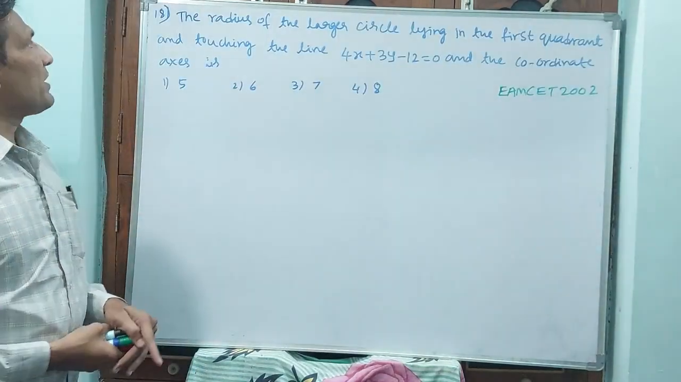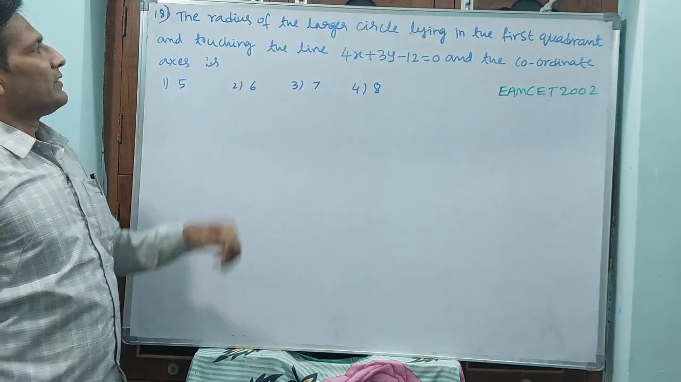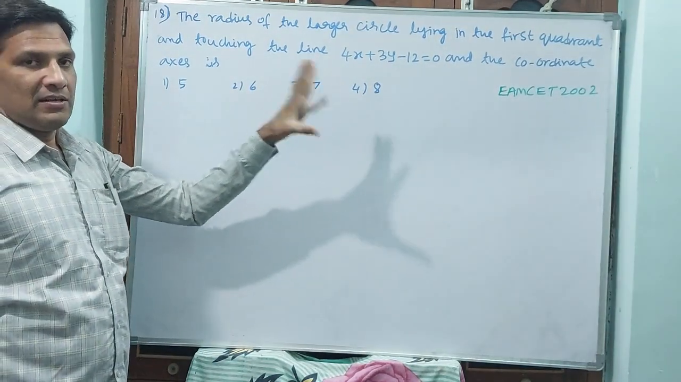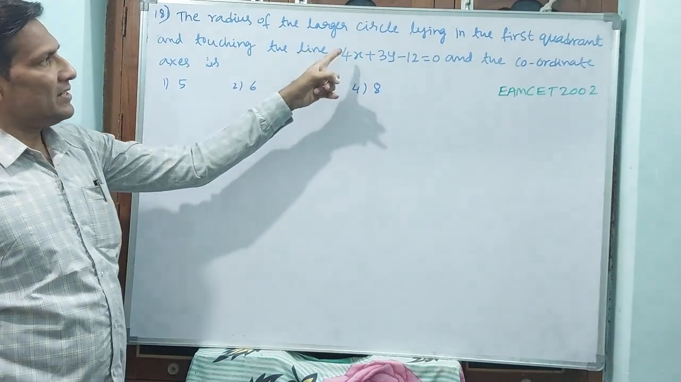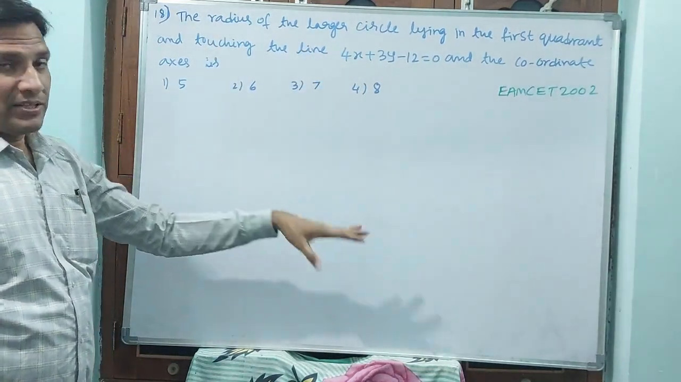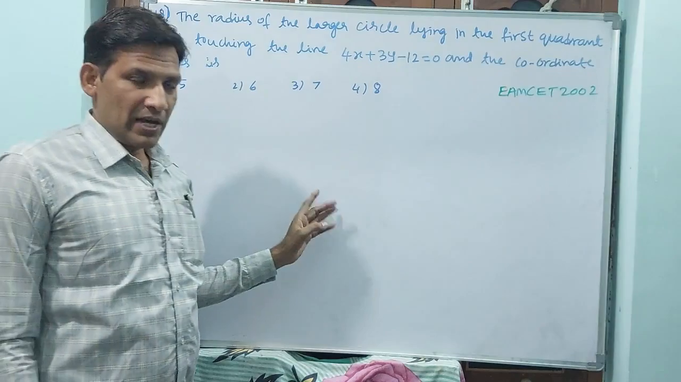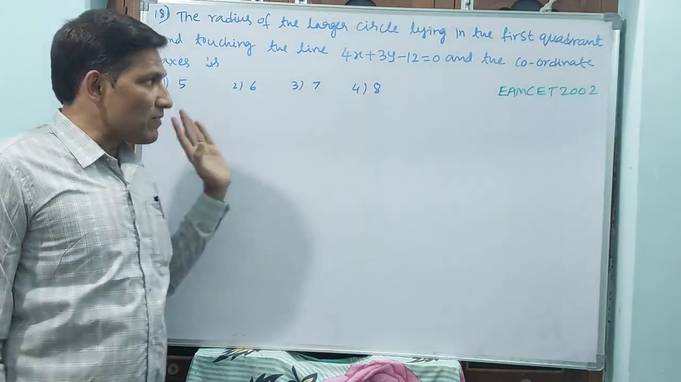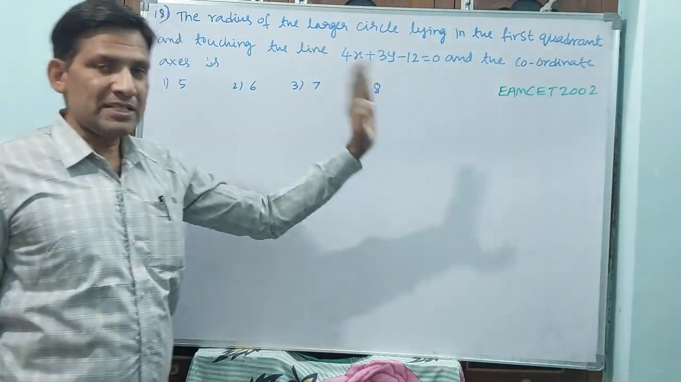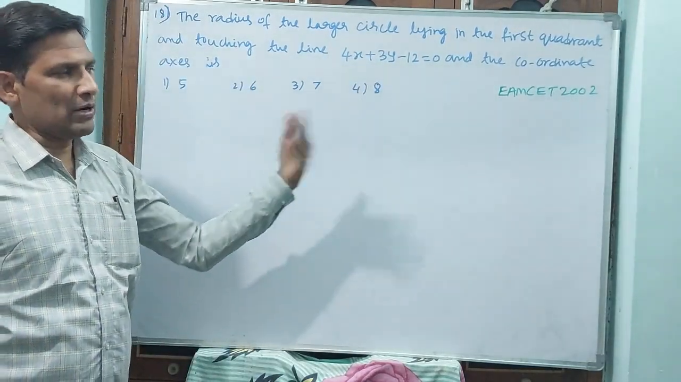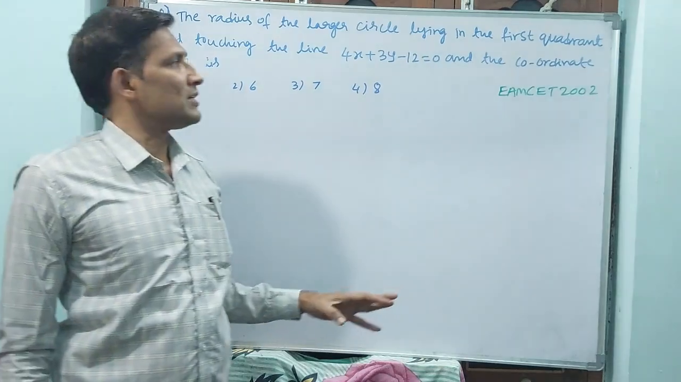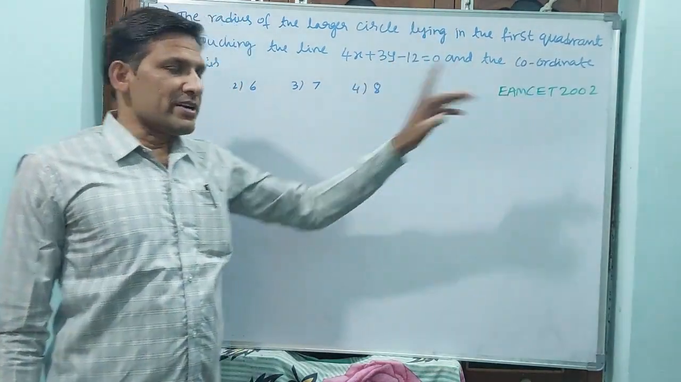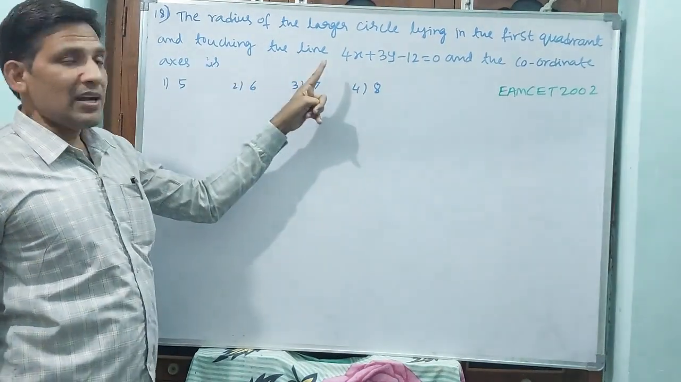See question number 18. The radius of the larger circle, that means the largest circle's radius is asked, lying in the first quadrant. I did the fourth quadrant in the last question, but this is not exactly the same. You have to take that concept and further do this question. That is why a little bit of the concept is changed and why I have taken this question. Lying in the first quadrant, and touching the line.